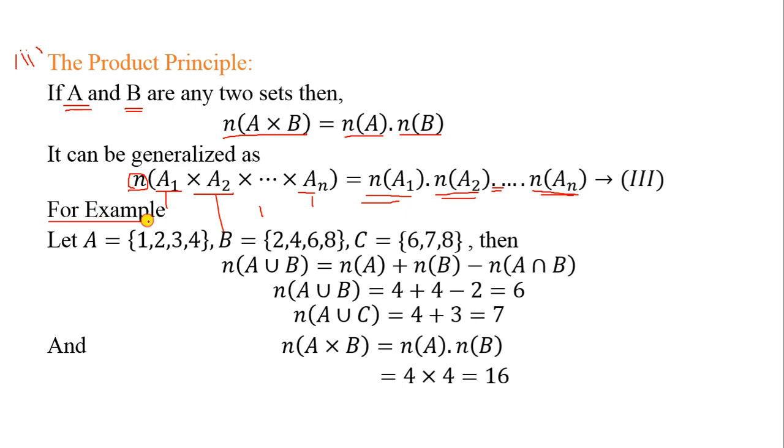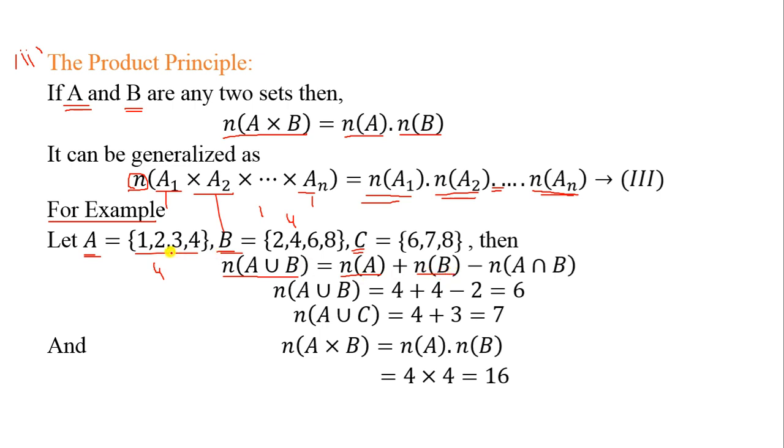Now look at this example. Say we have three sets A, B and C, and we want to find the number of elements in the union of A and B. So look at this, there are four elements in set A, again four elements in set B, and we want to find the number of elements in the union of A and B. According to sum principle, number of elements in union of A and B is number of elements in A plus number of elements in B.